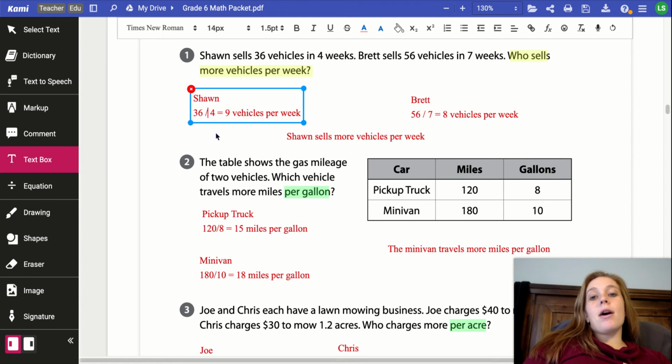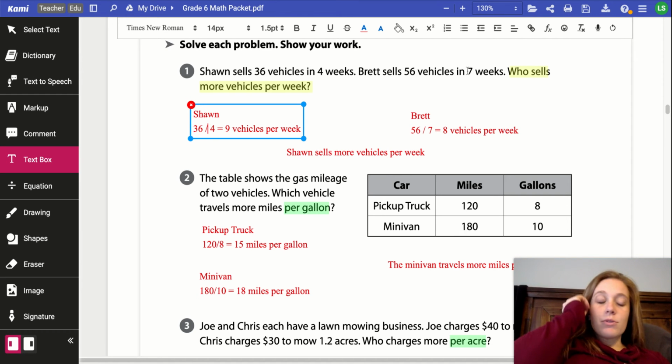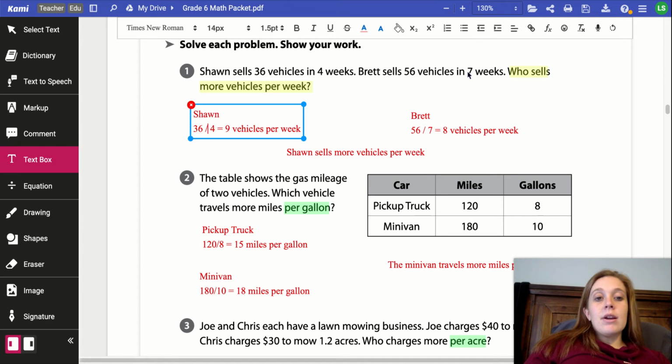And also, I want to remind you that when you're dealing with unit rates, you're always trying to find per one unit of something. So I went through and highlighted who sells more vehicles per week. In the original problem, they gave you ratios, but you cannot compare how many vehicles Sean sold in 4 weeks to how many vehicles Brett sold in 7 weeks because it's not a common number. So when you divide these, 36 divided by 4 would give you 9 vehicles per week for Sean, and 56 divided by 7 would be 8 vehicles per week for Brett.